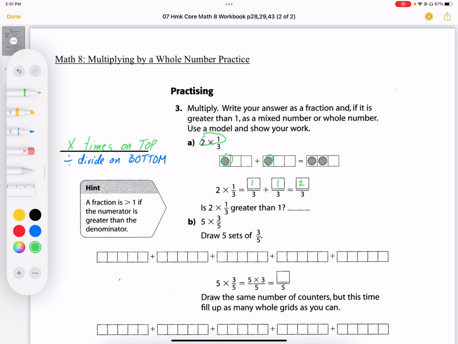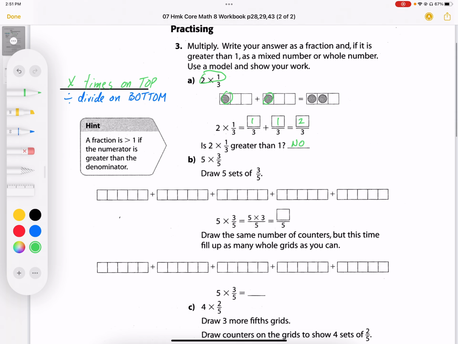So the last part of this question asks us, is 2 times 1/3 greater than 1? In this case, no. So again, this idea of times on top, divide on bottom is very useful for us when we do these problems.